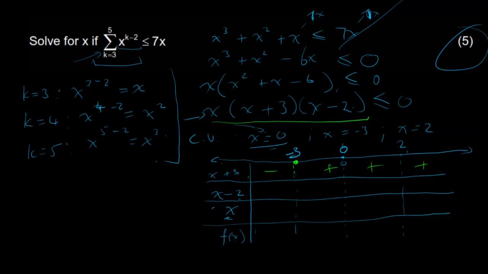For x minus 2, the critical value sits here. This is where it turns this expression into 0 again. So everything to the left of 2 is negative, and everything to its right is positive. And then for x is quite simple. Where x is equal to 0, everything to the left is negative, and everything to the right is positive.